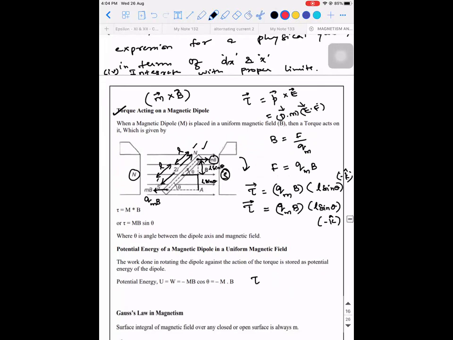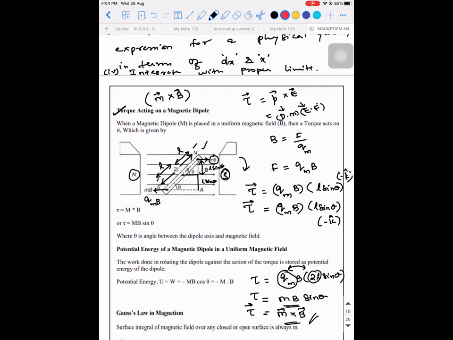So what will be the net torque acting on the particle? The net torque will be Qm into B into 2L sin theta. But what is pole strength multiplied with 2L? Last class, it is the magnetic dipole moment. So this will be MB sin theta, or the torque vector will be equal to M vector cross B vector. Here I wrote the magnitude, and here I wrote it in the form of a vector. So the torque vector is equal to M vector cross B vector.